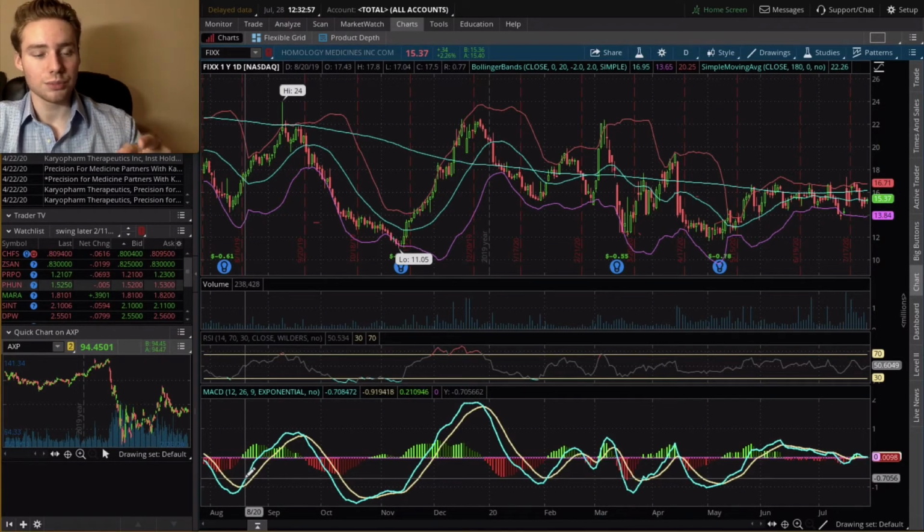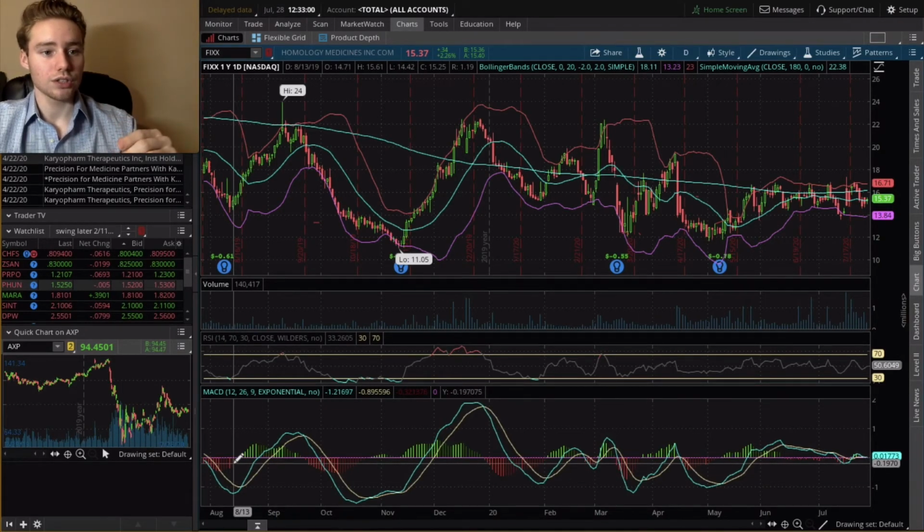So that's a brief overview on the MACD bullish crossover.